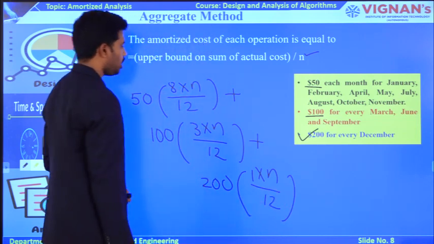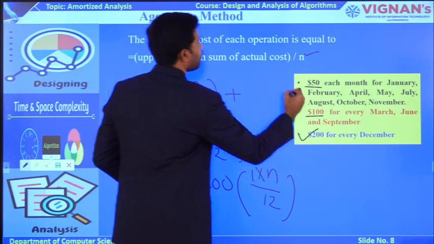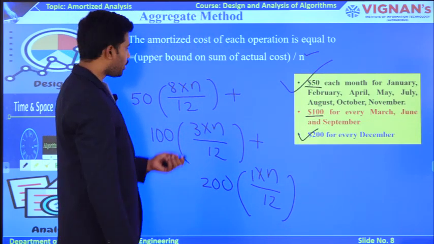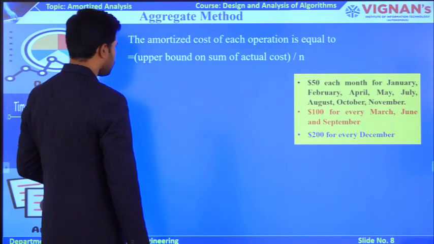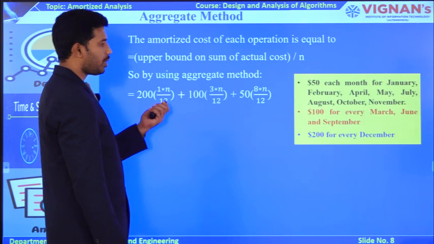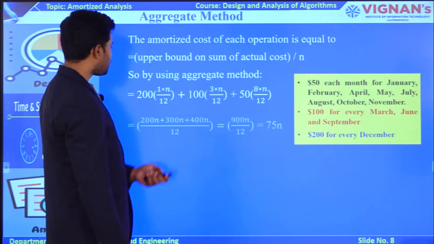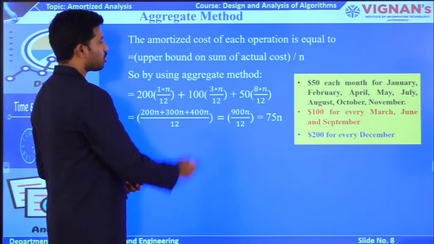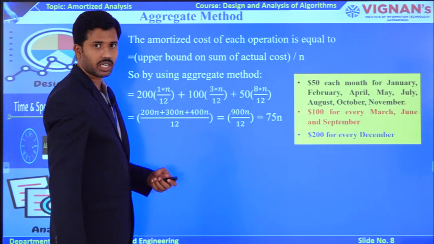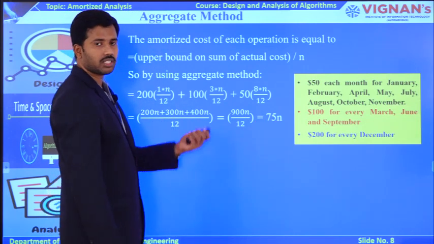So ultimately, this is going to be my aggregation on this example for $50 as well as $100 as well as $200. Now try to observe how this equation is going to look. After applying this aggregation method, I get this equation. Now try to take 12 as the LCM. If you take 12 as the LCM, the numerator becomes 900. So 900 by 12 gives 75 into n. Try to neglect this n, for understanding sake only we are taking it.